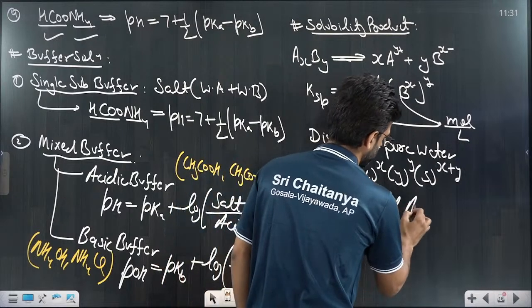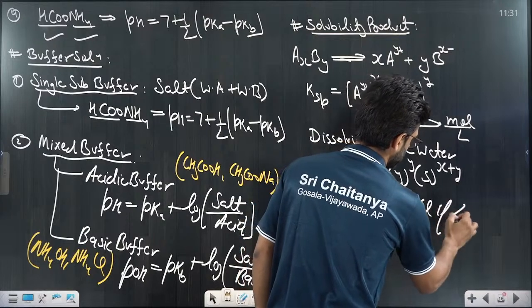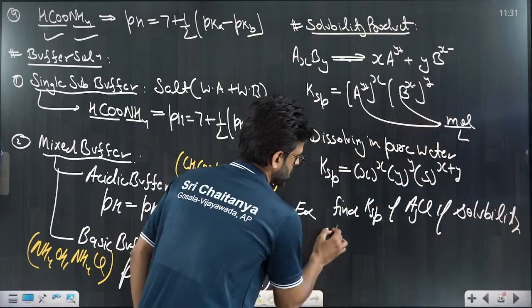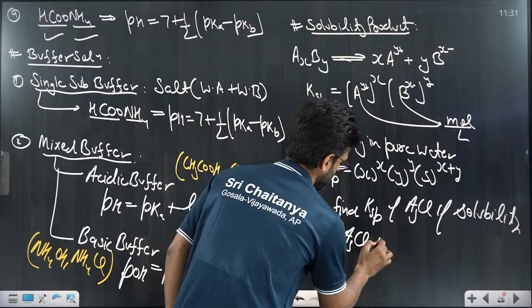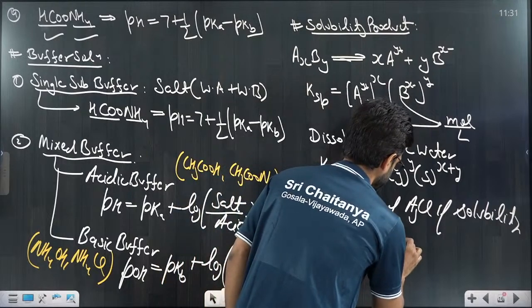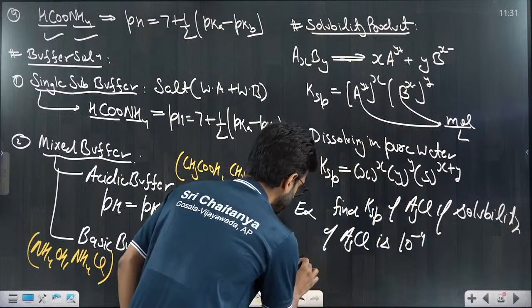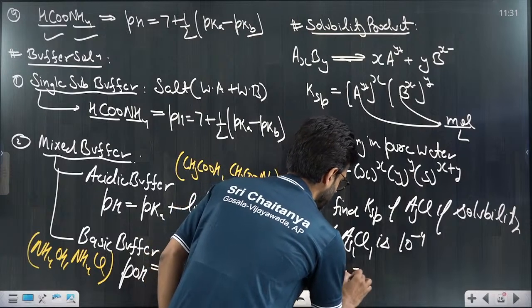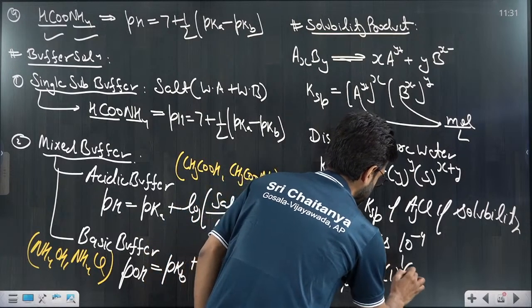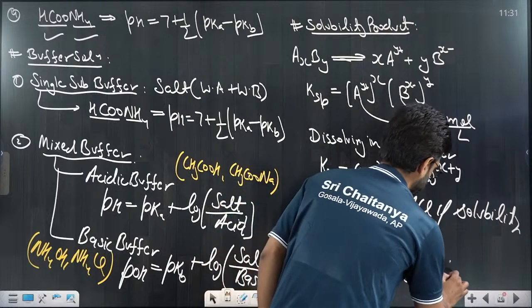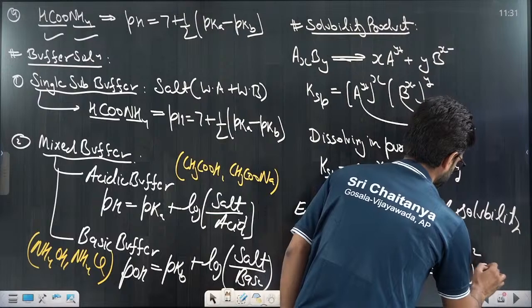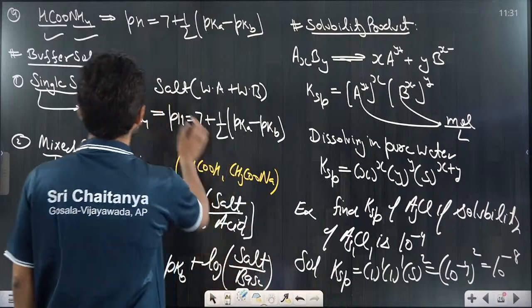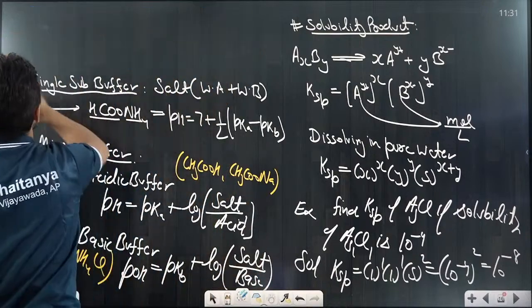Okay, like if I take one example here, imagine they are saying find Ksp of AgCl if the solubility of AgCl is 10 to the power minus 4. So what you will say? It is A1B1, right? So the relation of Ksp is 1 power 1, 1 power 1, S to the power 2. So S is 10 to the power minus 4, squared. How much is coming? 10 to the power minus 8. Right?